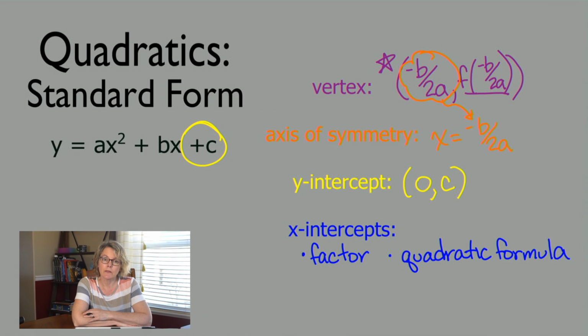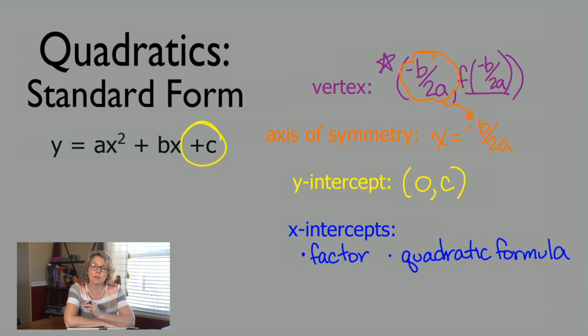Another interesting piece of information is that we can tell if this parabola opens up, for a happy face, or down, for a sad face. I kind of think of my parabolas as smiley faces or sad faces. If your a value is positive, then you know that it opens up as a happy face. If your a value is negative, then you know that it opens down for a sad face. That's another piece of information you can get from the standard form of an equation.